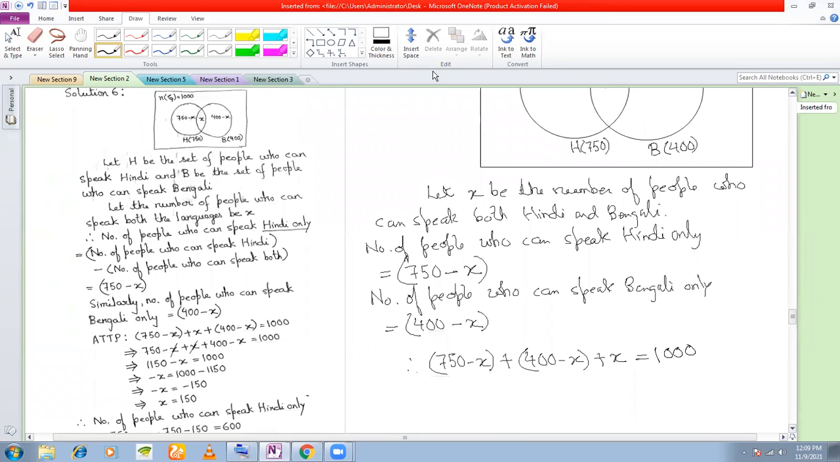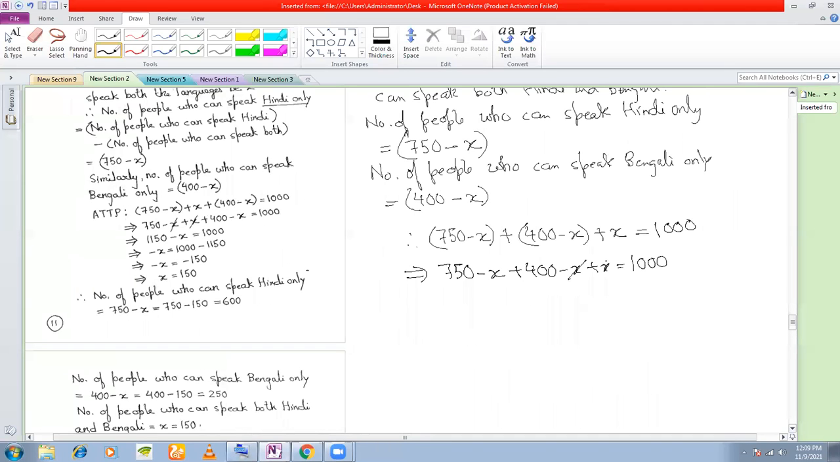Okay. So now you can solve for x here. So you have 750 minus x plus 400 minus x plus x is equal to 1000.